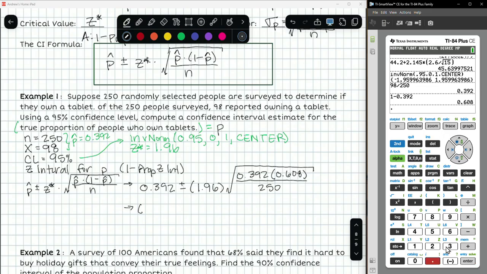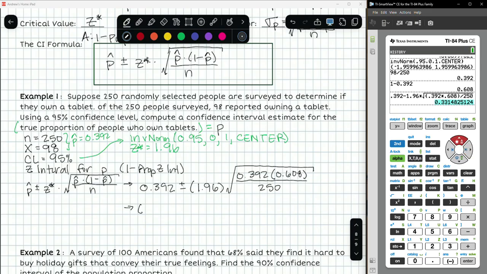So same idea, I'm going to enter that on my calculator with the minus first, and then do the plus second. So I get 0.331 to 0.453 rounded.